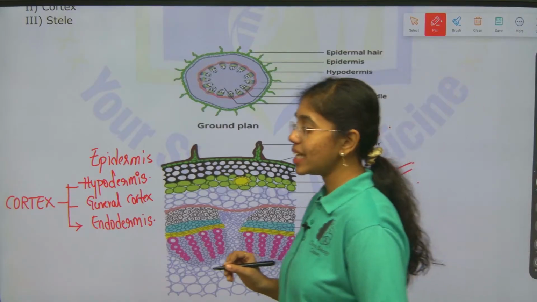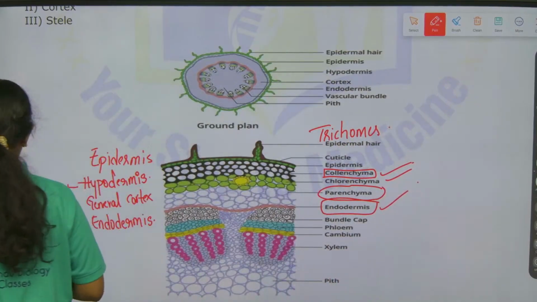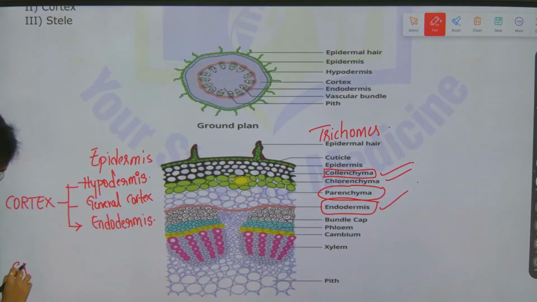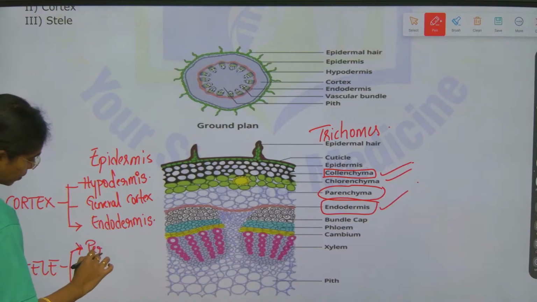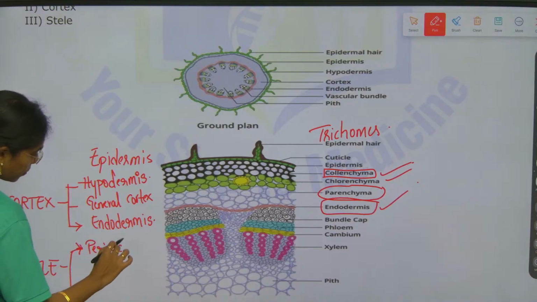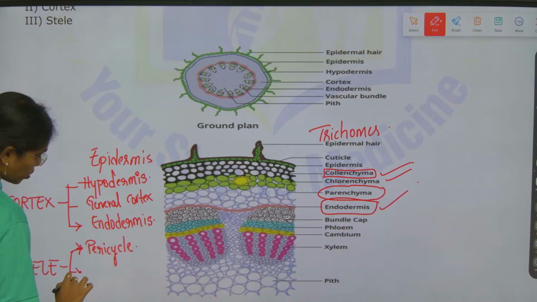Next, the stelar region. Stele of course includes pericycle, vascular bundles and pith.